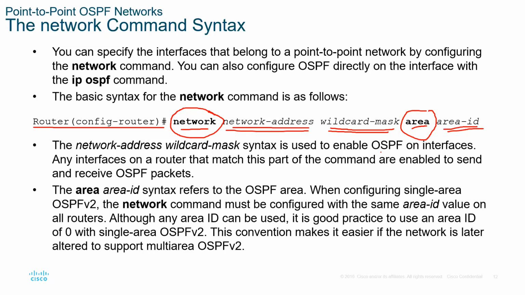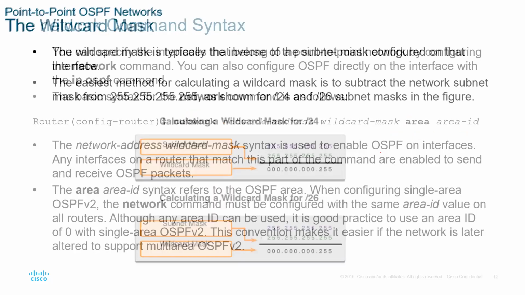So when configuring single area OSPF version 2, the network command must be configured with the same area ID on all routers. All right. Although any area ID can be used, it's best practice to use the same area ID. So this convention makes it easier if the network is later altered to support multi-area OSPF.